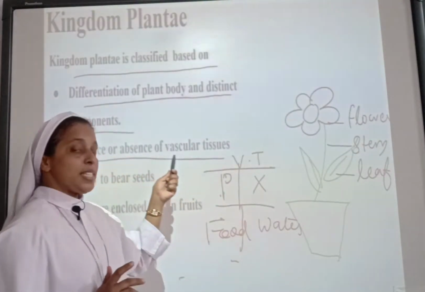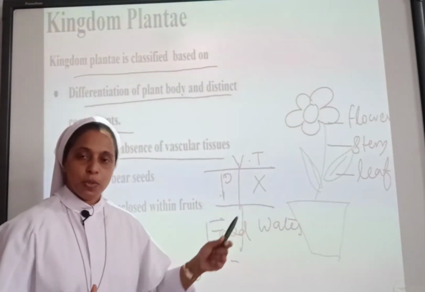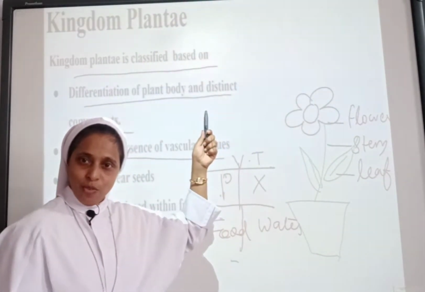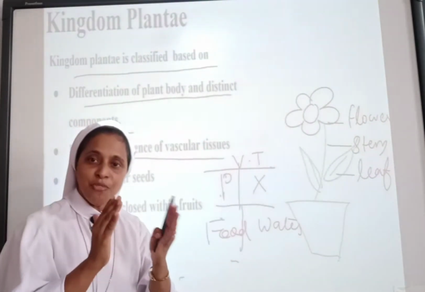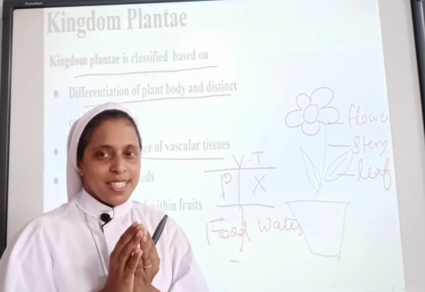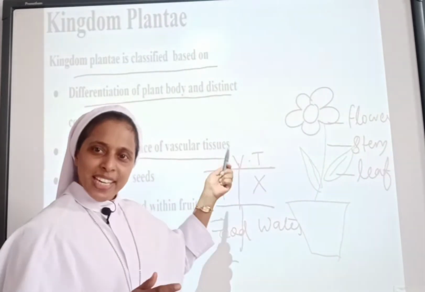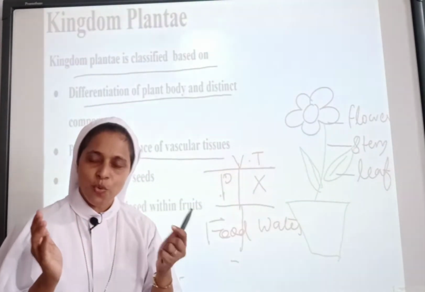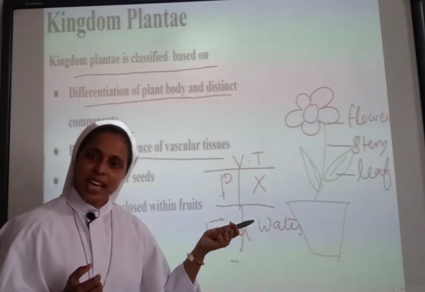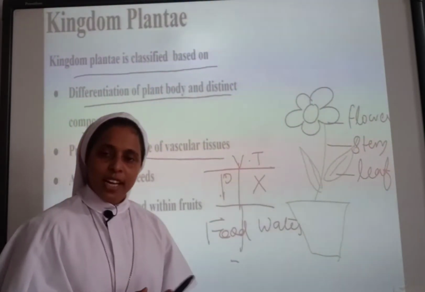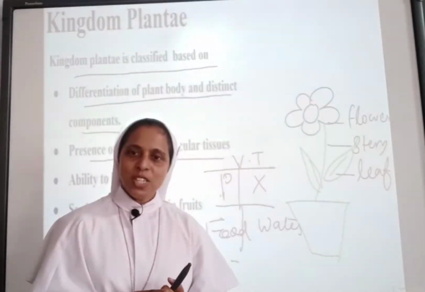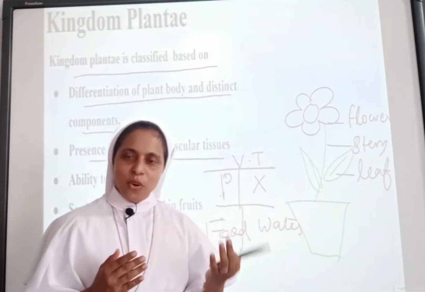So here the next point is the presence or absence of vascular tissues. So R.H. Whittaker has classified them under certain conditions. The first point we have seen was differentiation, whether it is being differentiated into stem, whether it is being differentiated into root. And the second point is that based on the presence and absence of vascular tissues. We all know what the vascular tissues are: xylem and phloem. So what are the functions of xylem and phloem? Xylem is for the conduction of water, while phloem is for the conduction of food.